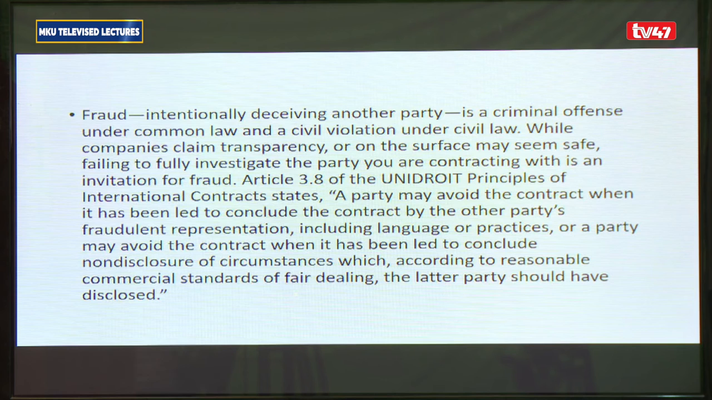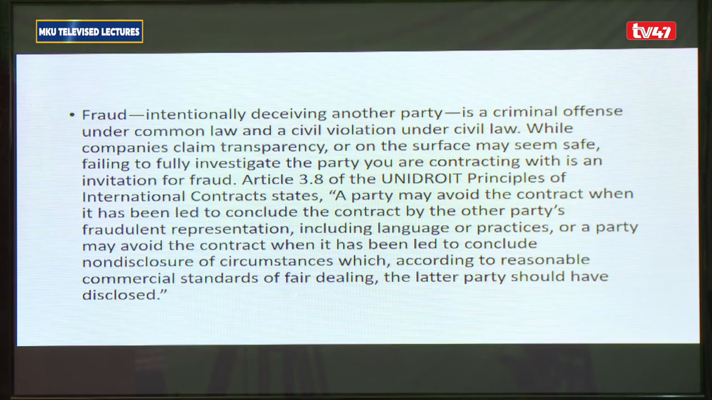So Article 3.8 of the UNIDROIT Principles of International Commercial Contracts states that a party may avoid the contract when it has been led to conclude the contract by the other party's fraudulent representation, including language or practices, or non-disclosure of circumstances which, according to reasonable commercial standards of fair dealing, the latter party should have disclosed.